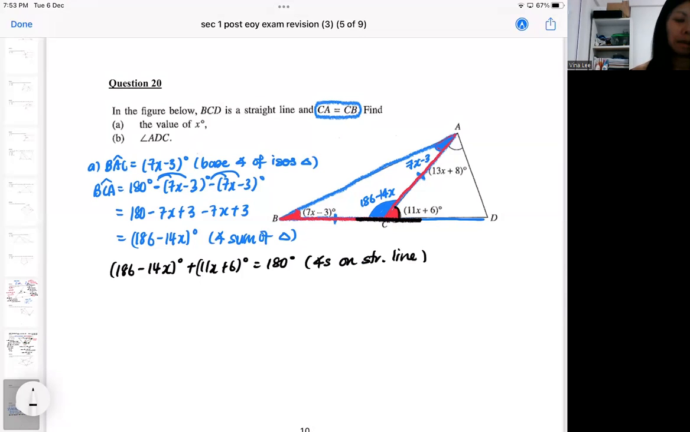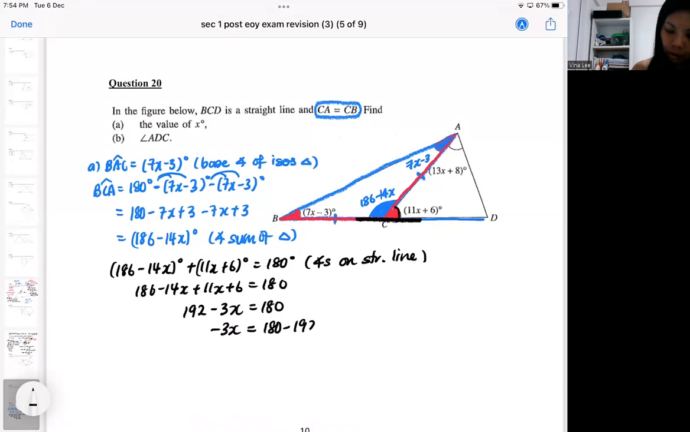So there must be some property that forms the equation. If your equation is not formed based on property, that means you are doing it wrongly. So from here, you do normal algebra. You will find your x. Once you find your x, the subsequent part will be easy.